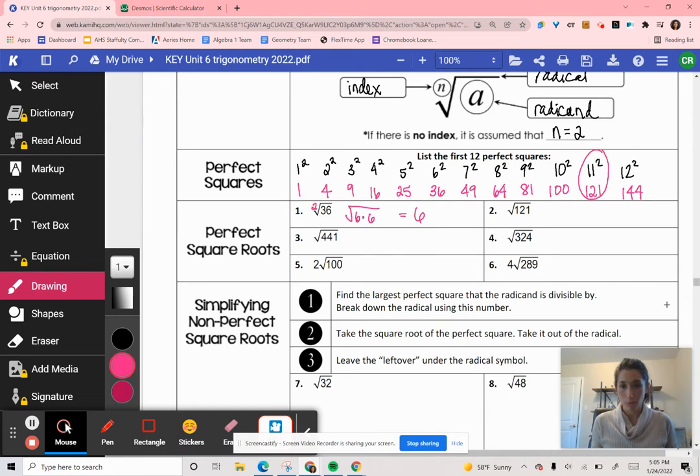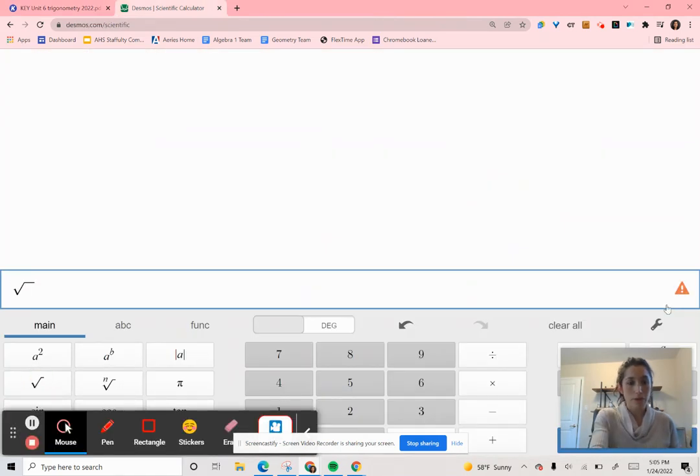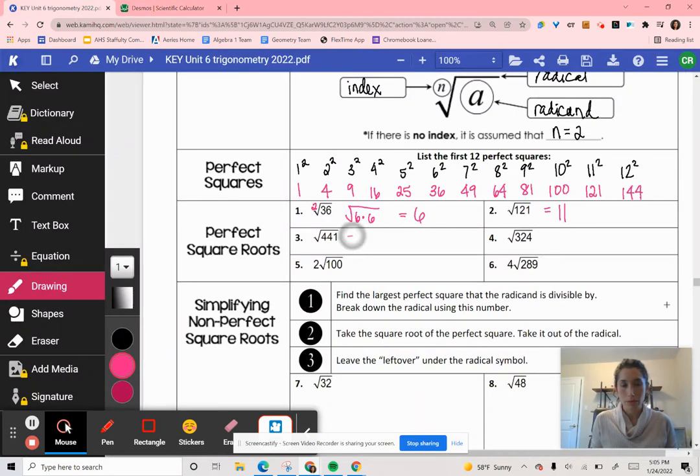We've got square root of 121. That's going to be 11. Now, if something's not on our list here, we just need to go ahead and put that into a calculator. So you might have a calculator in front of you. I'm going to find the square root button, 441, and that's going to be 21. I'll let you find the next square root here.